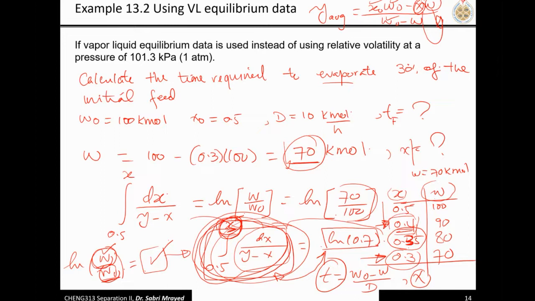If by chance you find out w at some certain value of x, for example, if it was at 0.3, we find this one is, let's say, 60 here. So we have to go back and adjust this one, and we will work with 0.34, for example. And that's why we call it trial and error, until that number W is close to 70.